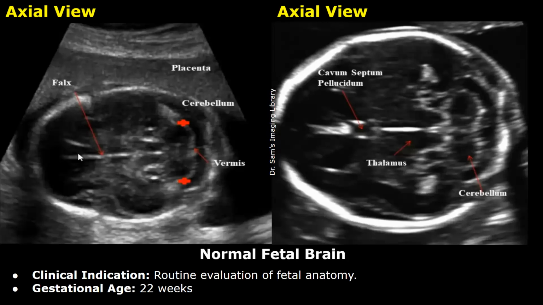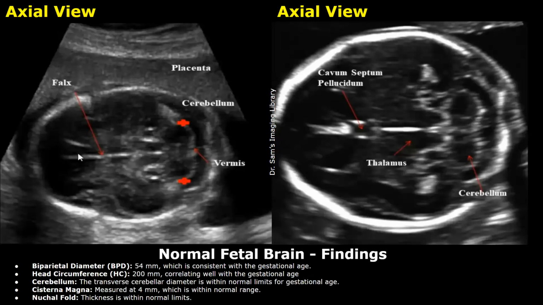This first example is of a normal fetal brain. Clinical indication: routine evaluation of fetal anatomy. Gestational age is 22 weeks. These are the findings. You can start with the fetal biometry, which includes biparietal diameter and head circumference. The BPD is 54 millimeters, which is consistent with the gestational age. Head circumference is 200 millimeters, correlating well with the gestational age.